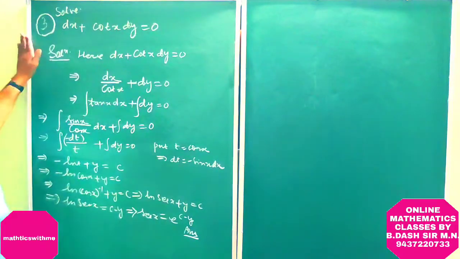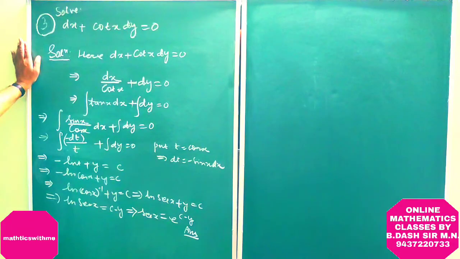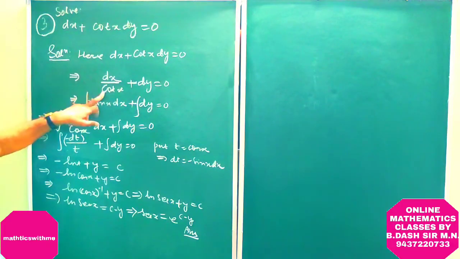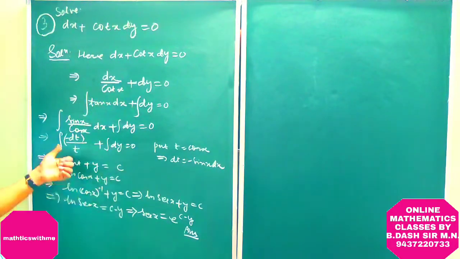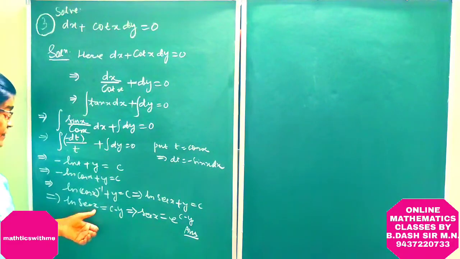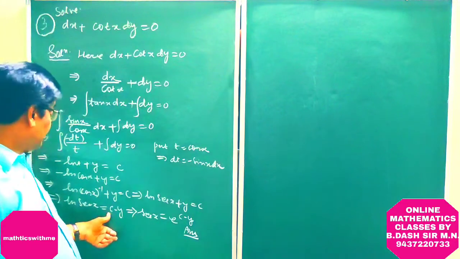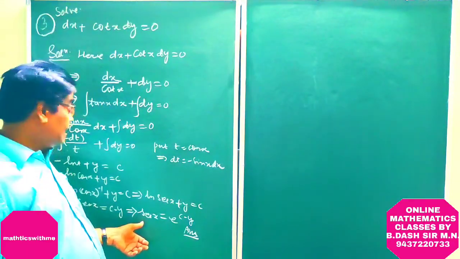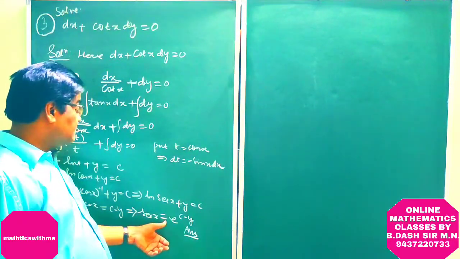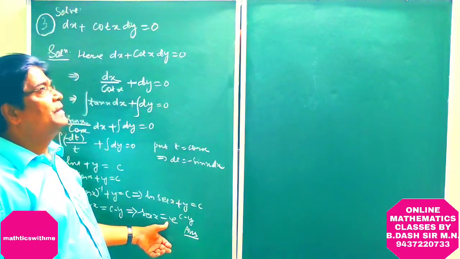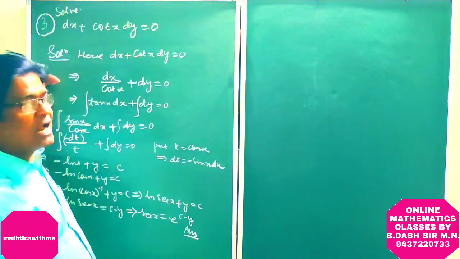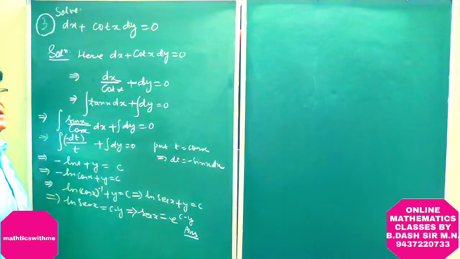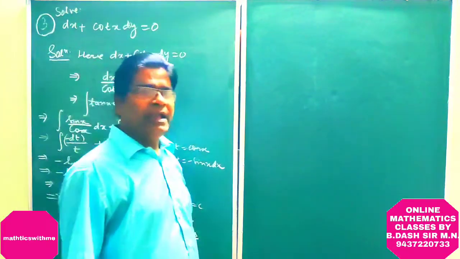So the question is here, solve dx plus cot x dy is equal to 0. Now we have separated the variables: dx by cot x plus dy is equal to 0. After integration, we get the final answer ln sec x is equal to c minus y. Taking exponential of both sides, we get sec x is equal to e to the power c minus y. Answer. With this, our third question is solved. Let us proceed to solve the next question.